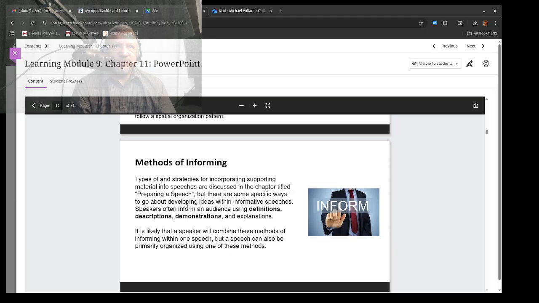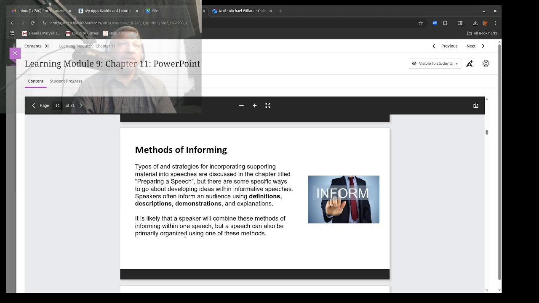There are some specific ways of developing ideas within informative speeches. Most speakers inform an audience using definitions, descriptions, demonstrations, and explanations. Sorry, explanations should have been bolded. Apologies about that. It's likely that a speaker will combine all of those methods into one speech.